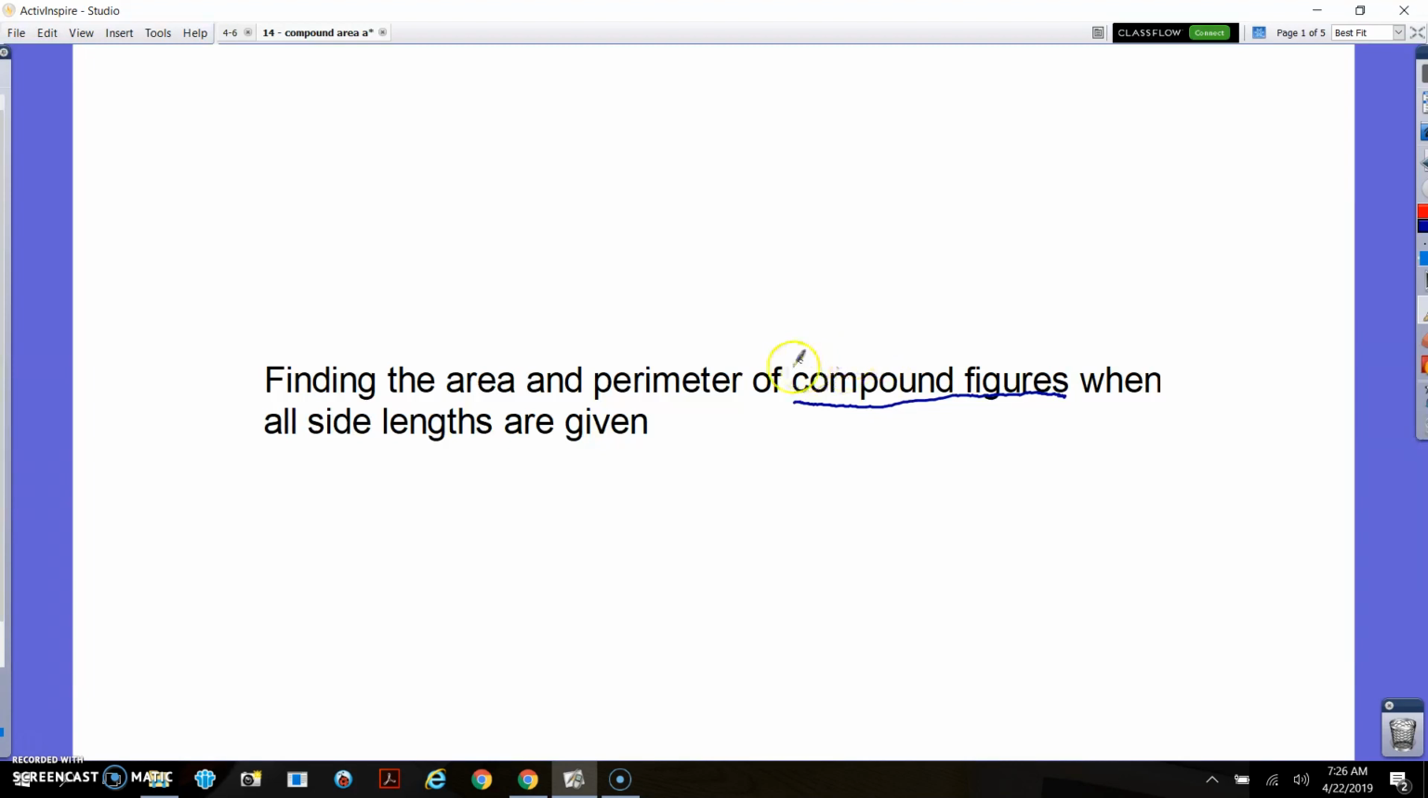Compound figures, if you want to add to your title, sometimes they're also called composite figures. If you want to make note of that word too, we'll talk about what that word means in Connect, compound or composite. So go ahead and make this the title of your next page and then unpause when you're ready. Give me your total concentration till we get to we do.